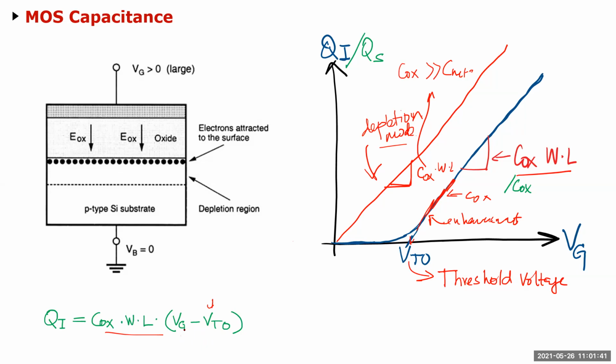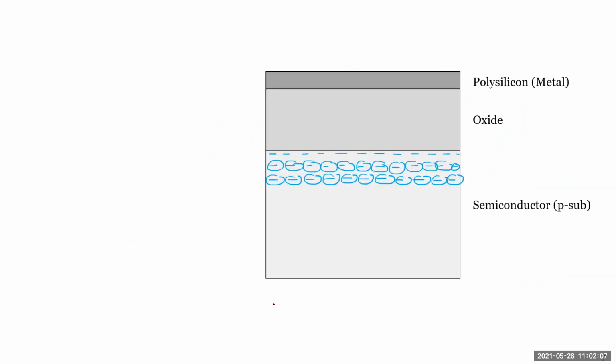But as you go in excess of VT, let's say for example your VT was 0.5 volts. Until 0.5 volts, you're not getting any charge. Above 0.5 volts, let's say you give 1 volt, then your charge QI will be Cox times W times L times 0.5, when VG is equal to 1 volt and VT equals 0.5 volts. That's what's called the excess voltage.